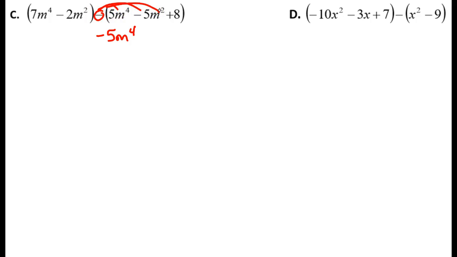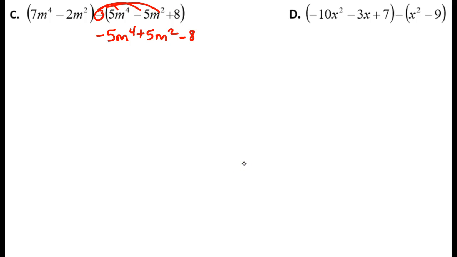So I like to tell my students, make sure the sign changes in the second set of parentheses first. So that makes this negative 5m to the fourth. A negative times a negative then changes this to positive 5m to the second. And then a negative times a positive makes this negative 8.